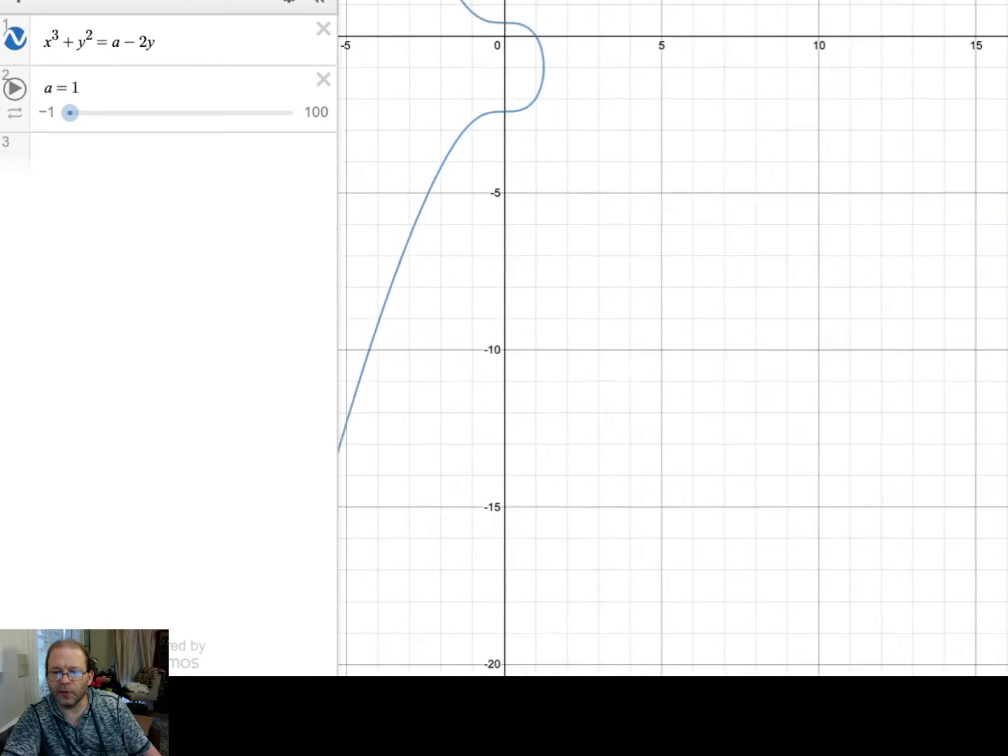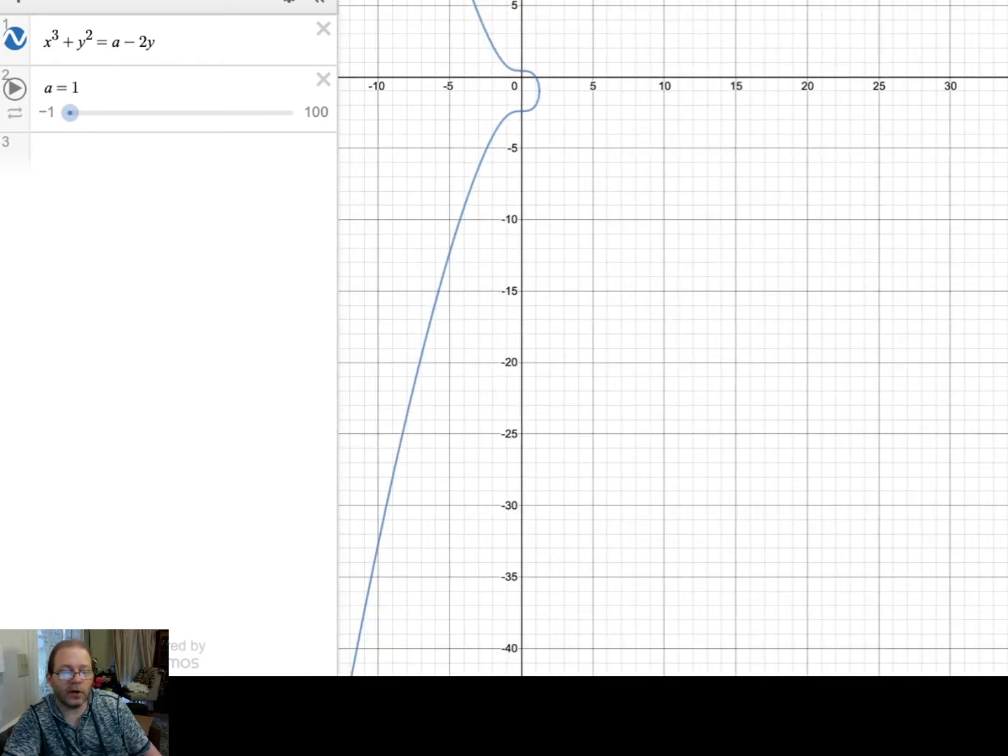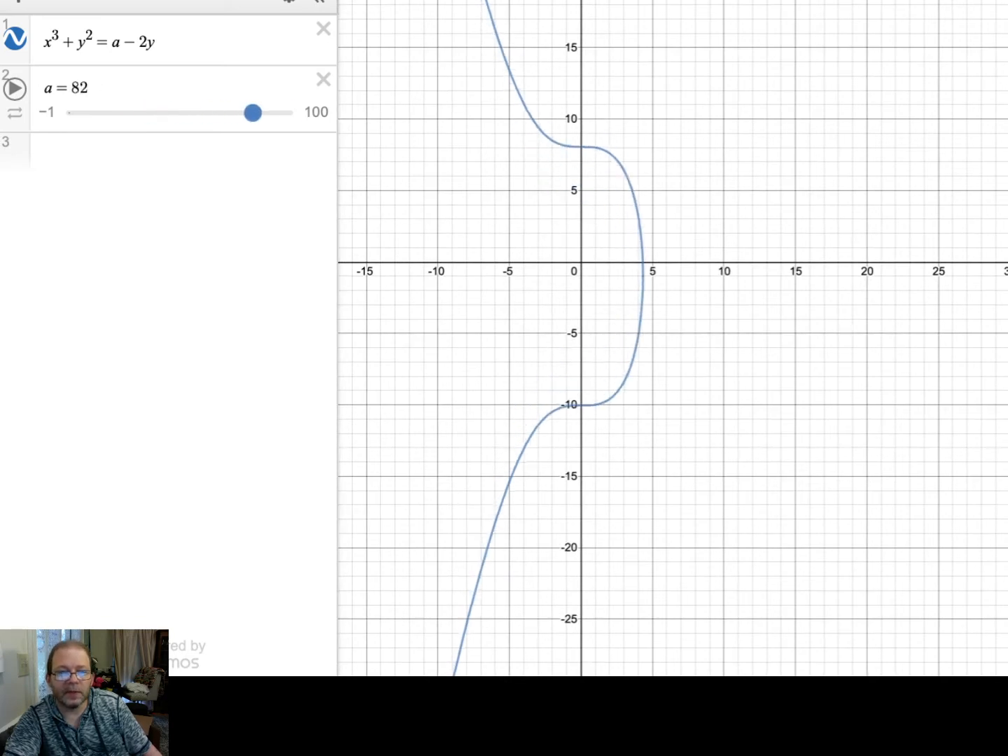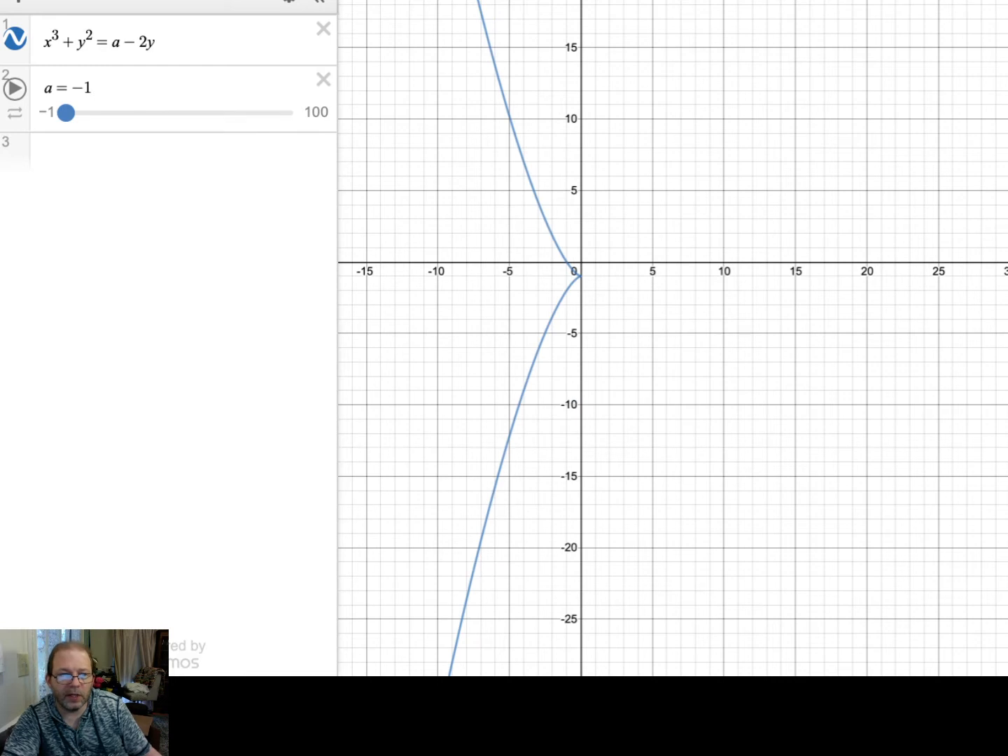Now this is the curve that we're looking at: x cubed plus y squared equals a minus 2y. Depending on what a is, the curve might look a little different. Let's bring this down so we can see more of it. See, when a gets big, this thing widens out. When a hits -1, notice instead of having a little bump on it, it changes to a cusp. And if a is just very slightly smaller than that, the bump is smaller.